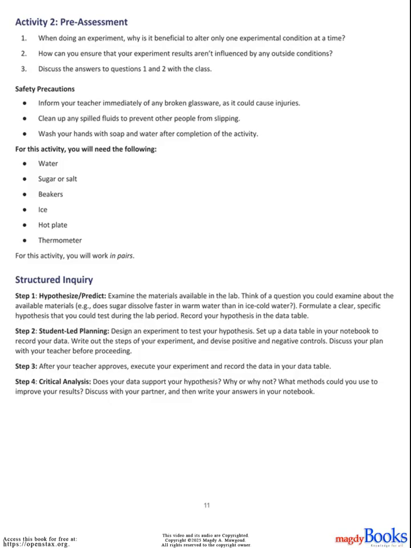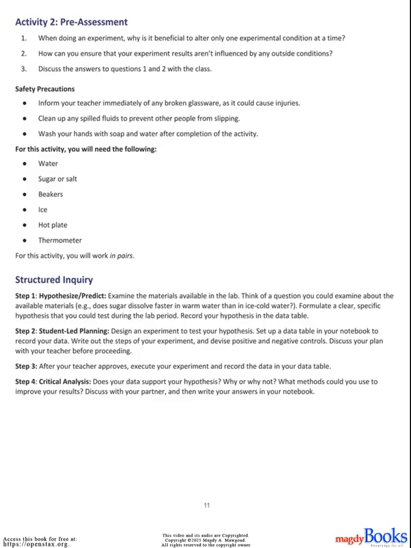Step 2. Student-led planning. Design an experiment to test your hypothesis. Set up a data table in your notebook to record your data. Write out the steps of your experiment and devise positive and negative controls. Discuss your plan with your teacher before proceeding. Step 3. After your teacher approves, execute your experiment and record the data in your data table.